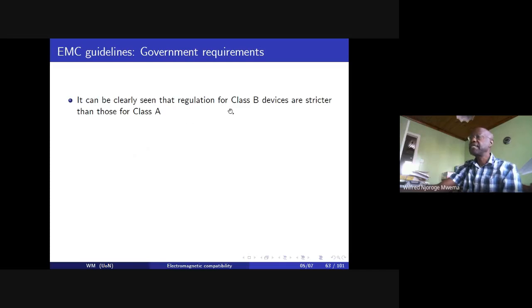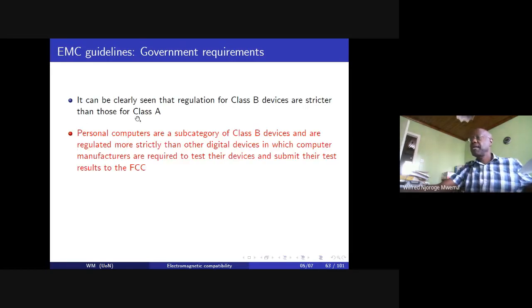It can be clearly seen that the regulation for Class B is much stricter than that of Class A. So personal computers are a subcategory of Class B devices and are regulated more strictly than other digital devices, in which computer manufacturers are required to test their devices, and they must submit the test results to the FCC.